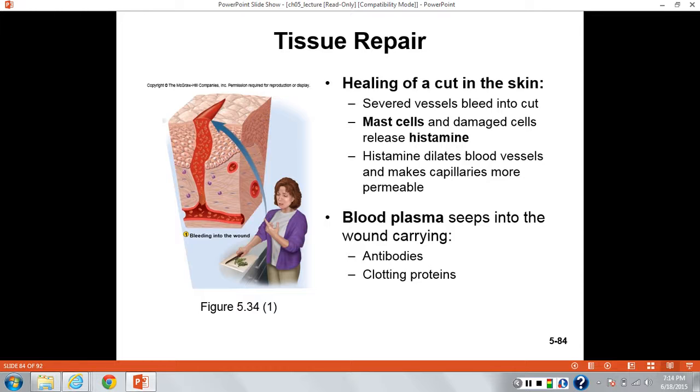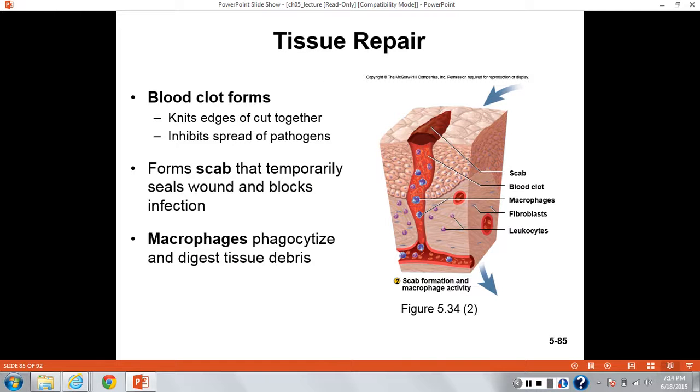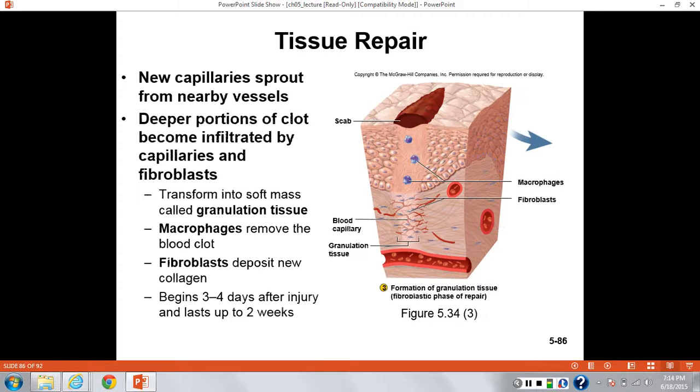So these are the stages you go through until you get that what? Outer scar tissue. Alright? So again, blood clot forms. You want to inhibit the spread of pathogens. You want to reestablish blood supply. Macrophages come in because they have phagocytic capabilities, so they eat up and destroy foreign debris or organisms that get into the area. Alright, so you get granulation, fibroblasts.